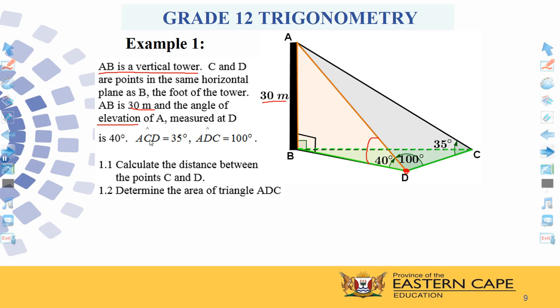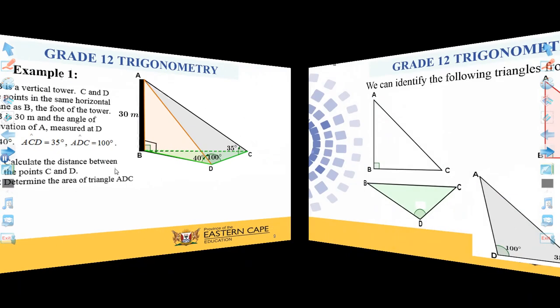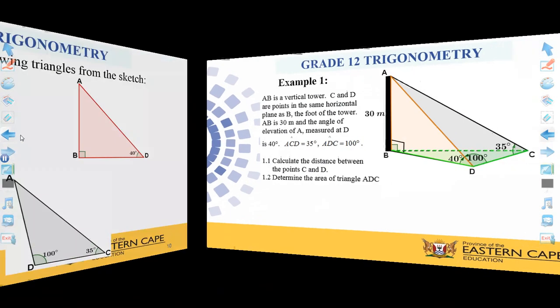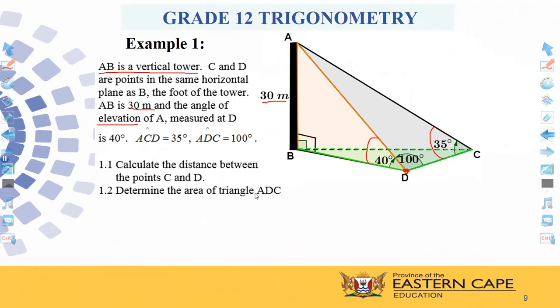Angle ACD is 35 degrees. Angle ACD, which means the whole angle there, the angle in triangle ADC or ACD, is 35. It is 35, right? And then what else do they say? Angle ADC is 100 degrees. ADC is 100 degrees, which means this angle is 100 degrees. All right? So it's 100 degrees.